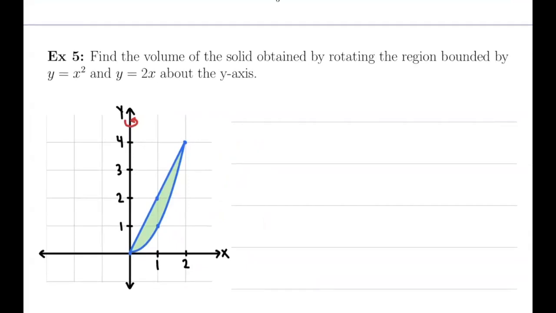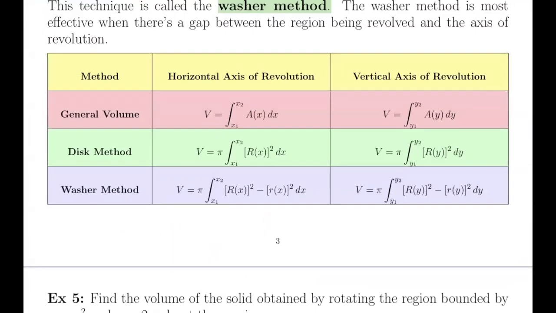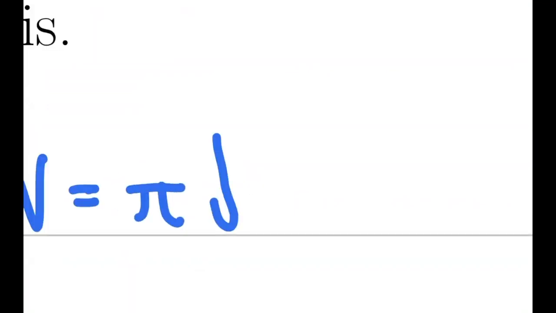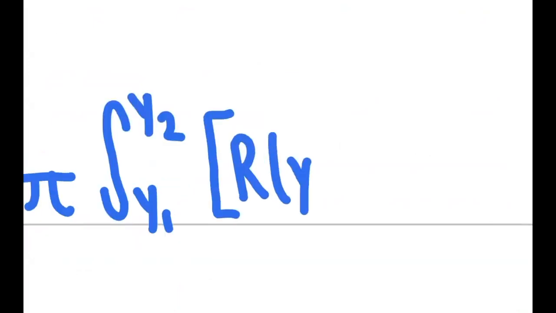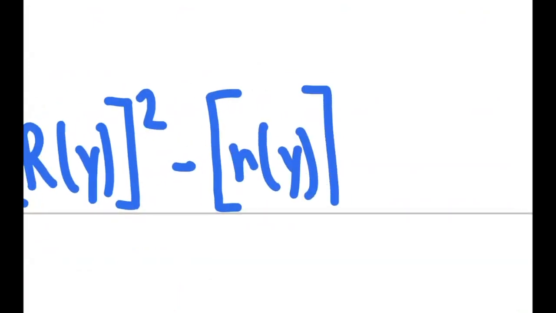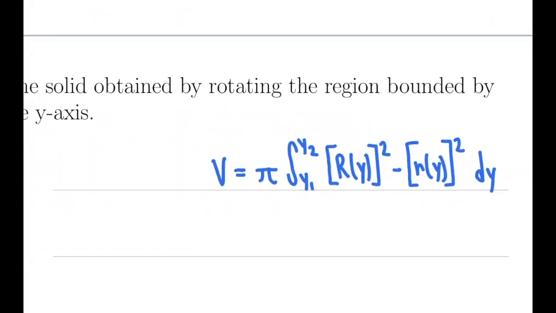All right, so like I said, there's a gap here between the region and the axis of revolution, so we have to use the washer method here. And we have a vertical axis of revolution, so the integral is going to be in terms of y. So we're basically doing this right here. Let me write that out. So V equals pi times the integral from y1 to y2 of big R of y squared minus lowercase r of y squared dy. So we want the radius function, and it has to be a function of y.